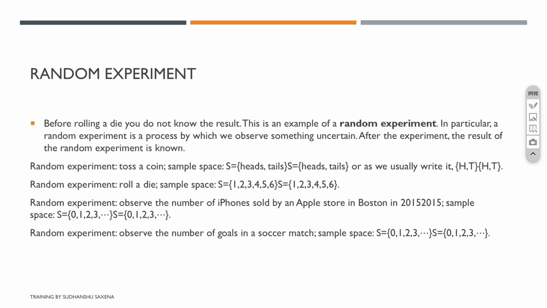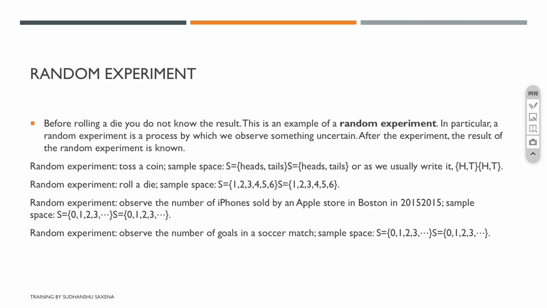There is something called a random experiment. For example, if I roll a die, I do not know the results. Before you roll a die, you don't know what exactly the results are. So it's an example of a random experiment, where I'm not aware of the results which may come. A random experiment is a process by which we observe something uncertain. After the experiment is performed, the result is known. For example, if I toss a coin, I can get head or tail, and I am not sure which.